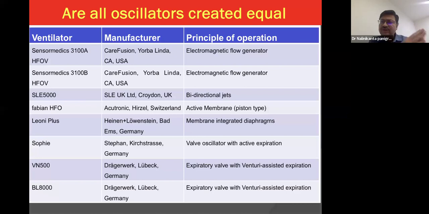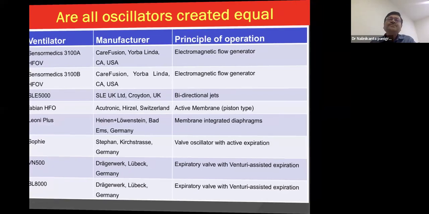If you want to use HFO, you can escalate and rescue with HFO. Whenever the baby improves, you want to come down to a conventional ventilator, you can switch to conventional ventilation on the same machine by changing the setup. So that's the advantage of newer machines.